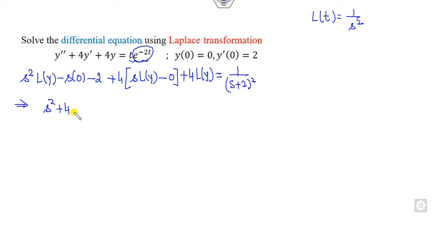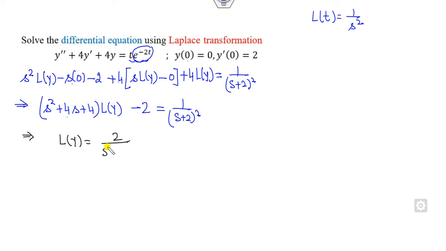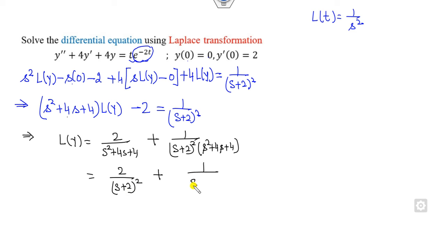Now I can make the pair. It's (s square plus 4s plus 4) L of y, s0 minus of 2 plus 0, so that's a minus of 2, 1 over (s plus 2) square. Now clearly say again this auxiliary equation. So can you find the value of the L y? Minus of 2 I can write on this side, so (s square plus 4s plus 4) plus (s plus 2) whole square and s square plus 4s plus 4. How can you do that? It is 2 over (s plus 2) square plus, again it's a square, so it's (s plus 2) raised to power 4. Now what is the value of the y? I can take as a L inverse.